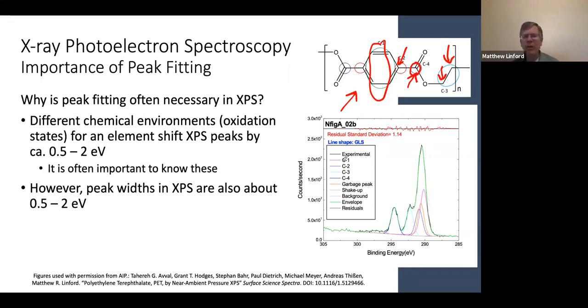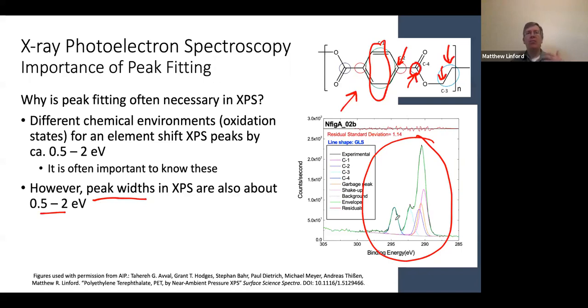It turns out that in XPS, the peak widths of these peaks that I see right here are usually about 0.5 to 2 eV wide. But the chemical shifts that we're talking about, I mentioned that for carbon, they can go from 0 to 10 eV, but very often they appear from 0 to 5 eV. And so I have peaks that are 1.5 to 2 eV typically wide, being shifted by more or less that same amount. And as a result, I just have a lot of overlapping peaks.